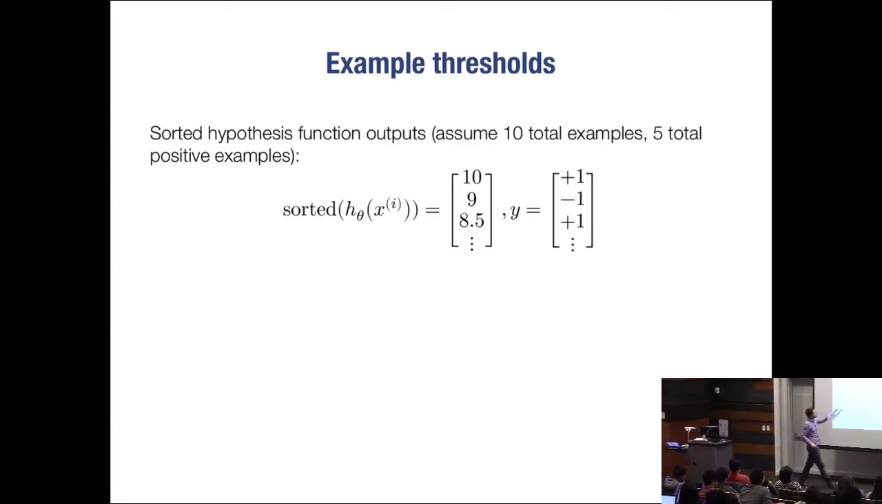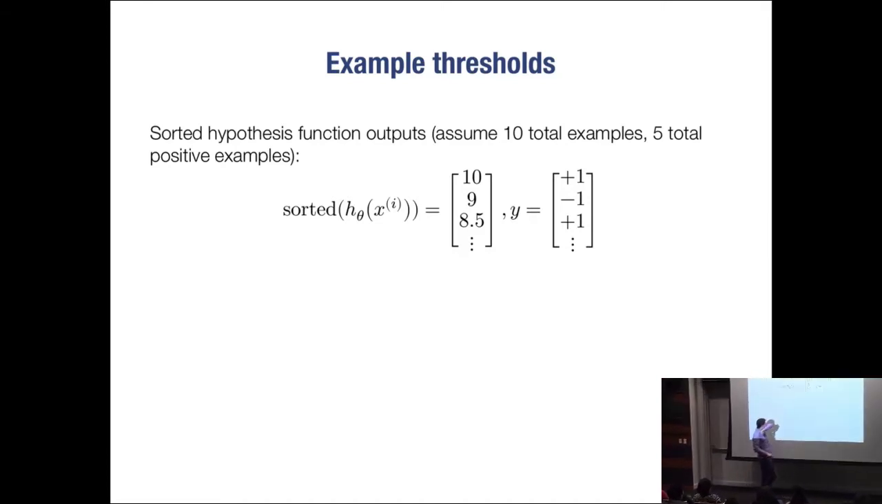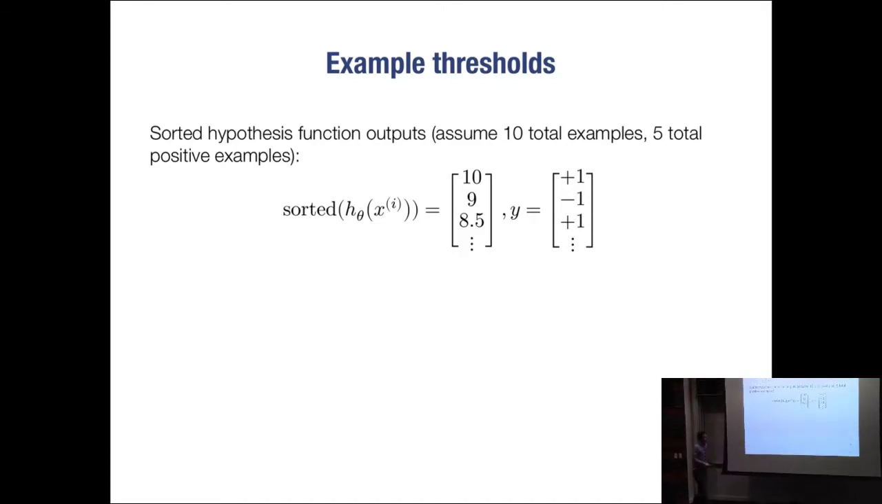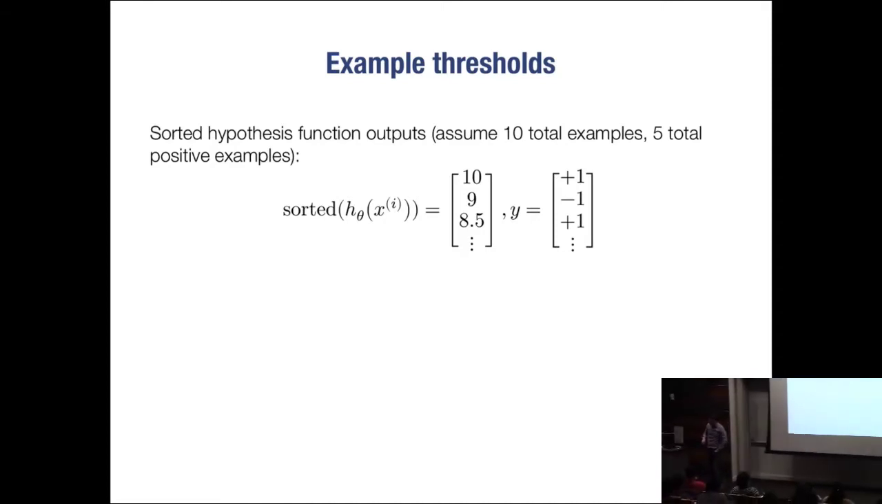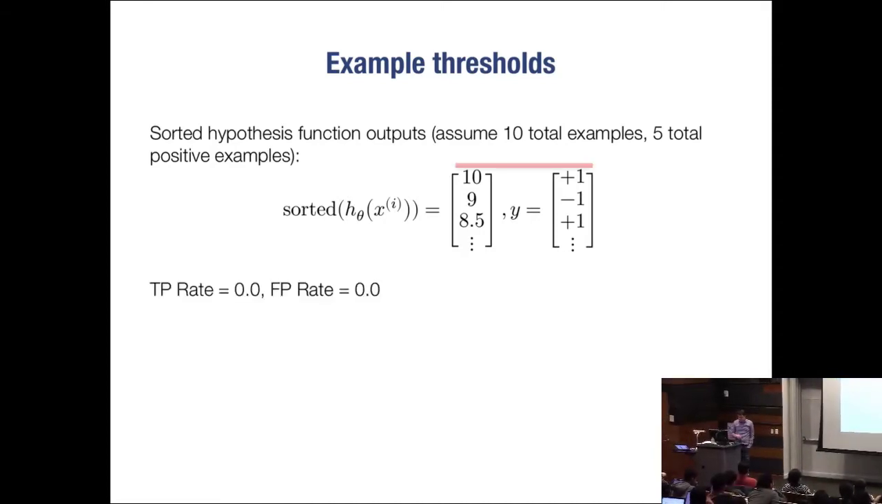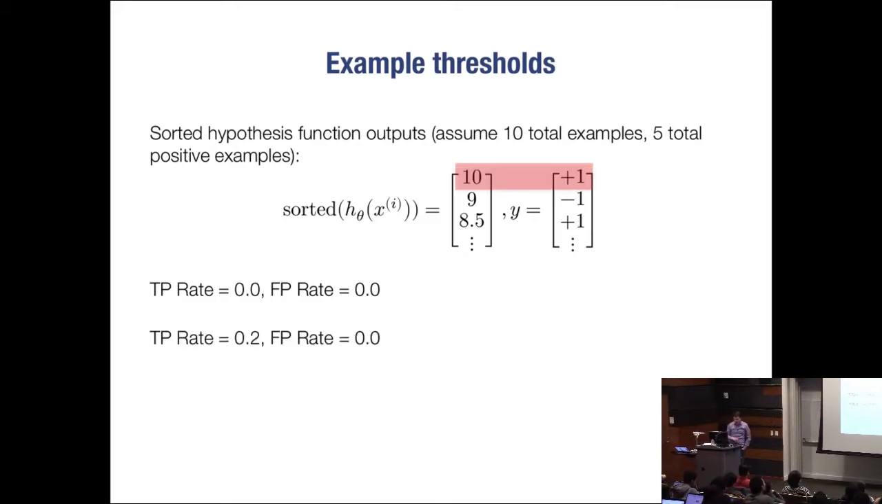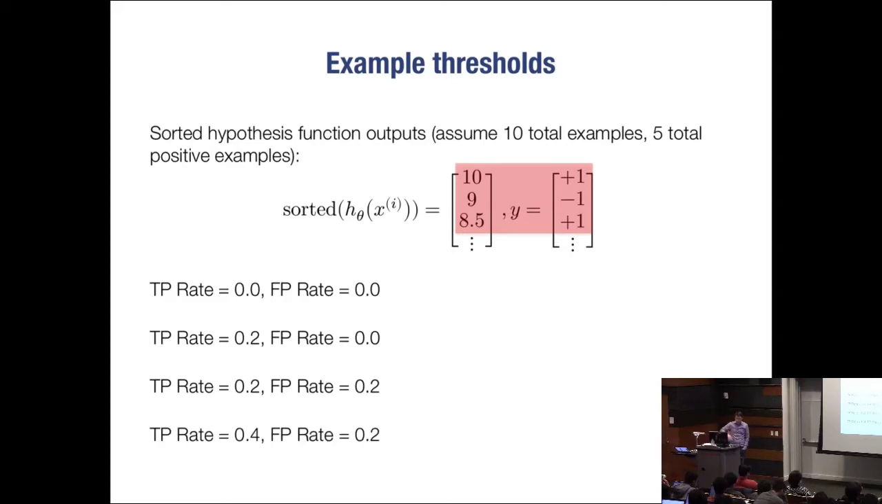So if we take all our examples, and they have different levels of our hypothesis and different actual classes, we can look at, if we don't classify anything, we have 0 false positives but 0 true positives too. If we look at only the first one, say we have 10 total examples, we have a true positive rate of 0.2 and 0 false positives. If we look at the first two, I'll have 0.2 true positive rate and 0.2 false positive rate. And I can sweep out this whole space of a number of true positives and a number of false positives that I actually have.